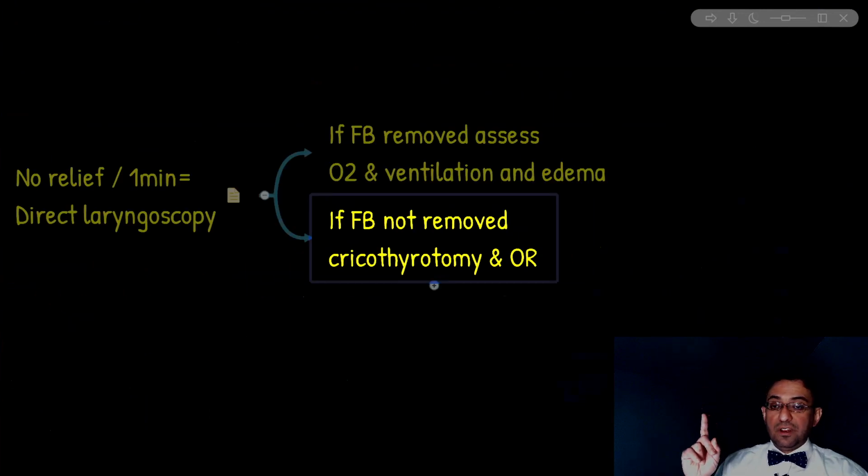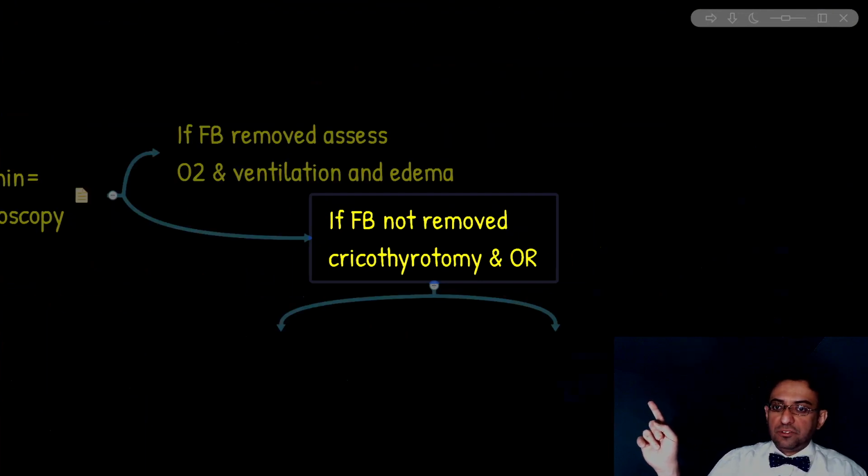We are not yet done with the scenario, because the other scenario is, even if we try the direct laryngoscopy, either with spontaneous breathing adequacy or inadequacy, we may not be able to remove the foreign body. So true or false, if the foreign body is not removed and the patient has stridor and signs of upper airway obstruction, again, if direct laryngoscopy failed, the next step is rapid sequence intubation. That is false.